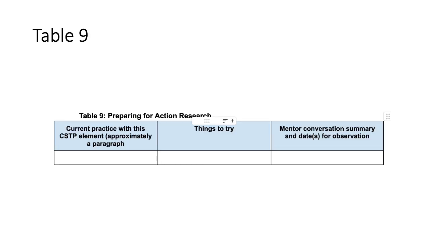Table 9 also looks very similar to a table you've already completed. What are you currently doing with this CSTP element? And if you're not doing anything, just say I'm not doing anything. What kind of things do you want to try? Thinking about what you have learned in the program, thinking about what you did in Part 2, thinking about what you have learned from your mentor, and just thinking about your own professional growth. And then include a summary of your conversation with your mentor and include dates for an observation. Once again, go back, add the date to Table 1.